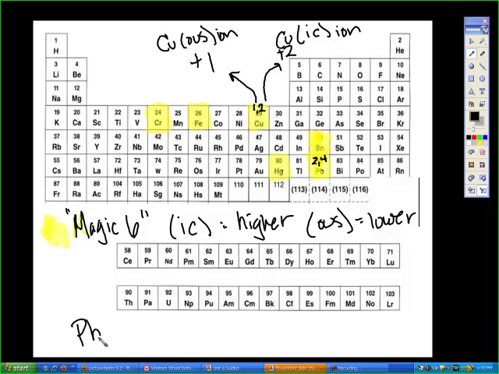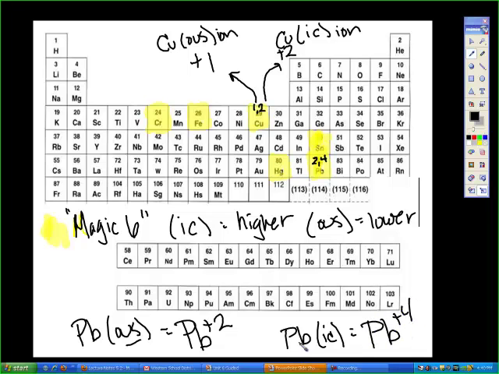So Pb ous would be what? Ous means the lower of the two charges. In this case, the lower of the two is plus 2. So the ous ion for Pb is plus 2. For lead, the ic, the higher of the two, is plus 4. So the Pb ic ion is plus 4. Now this ic and ous rule only applies to these 6 elements.